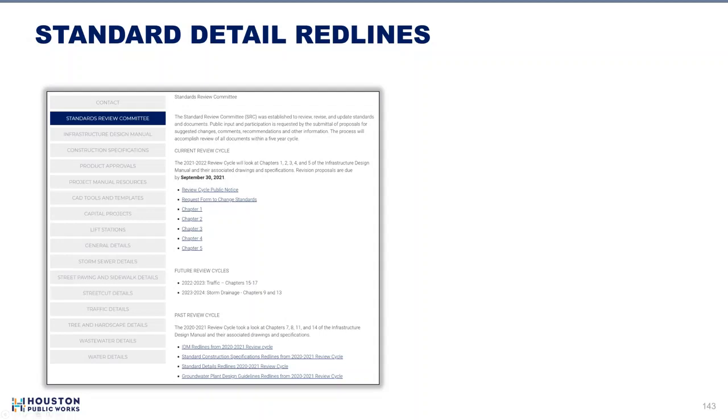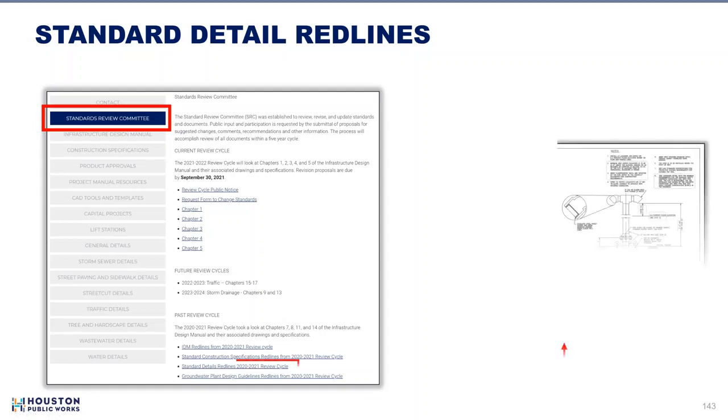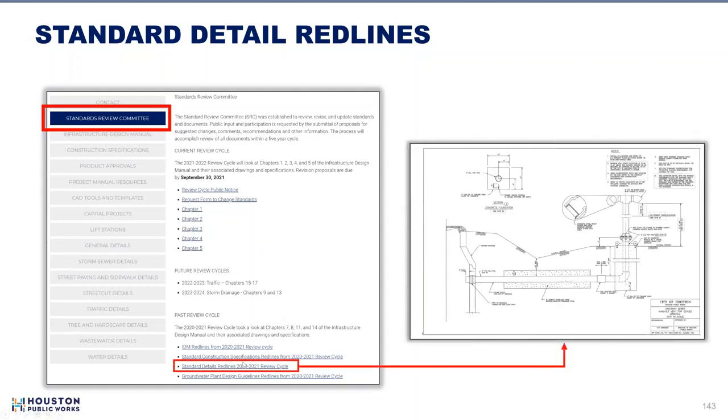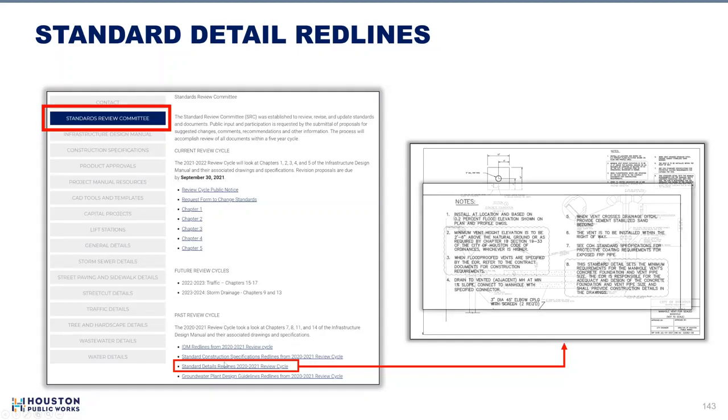Drawing content changes have been tracked with revision clouds. A set of clouded revised drawings are available on our website under the Standards Review Committee sidebar, shown here. You can download them by navigating to the bottom of the page under Standard Details Red Lines Review Cycle. Updates on these drawings will be indicated with revision clouds. So look for those as you're flipping through the drawings, and that will summarize what has changed.